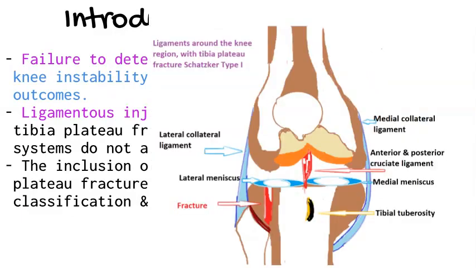This figure shows the ligaments around the knee region with tibial plateau fracture Schatzker type 1. You can see the attachment of the medial collateral ligament and lateral collateral ligament, anterior and posterior cruciate ligament, the medial and lateral meniscus.